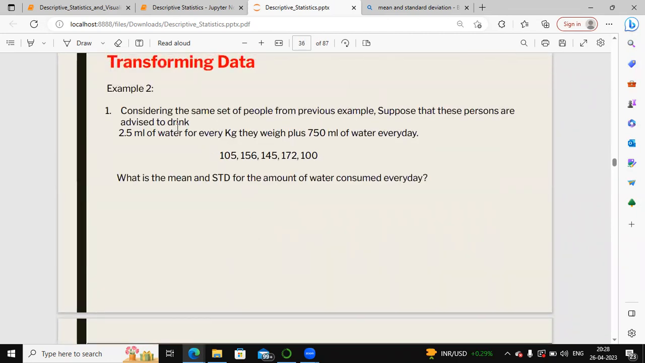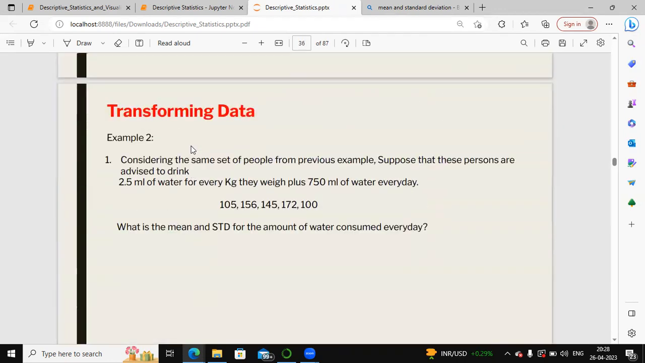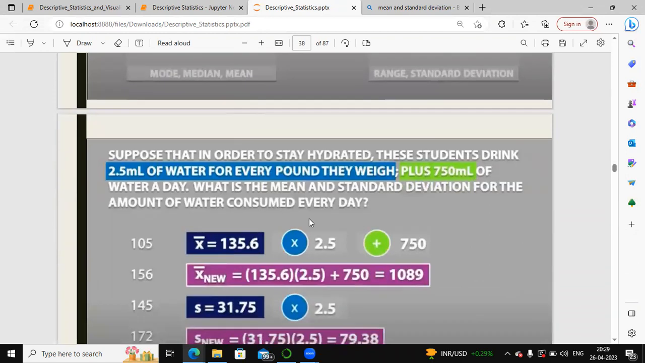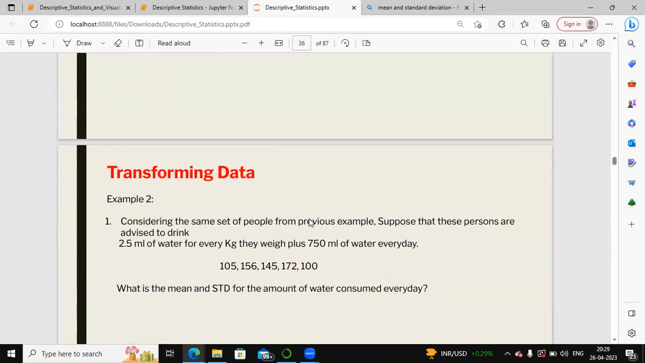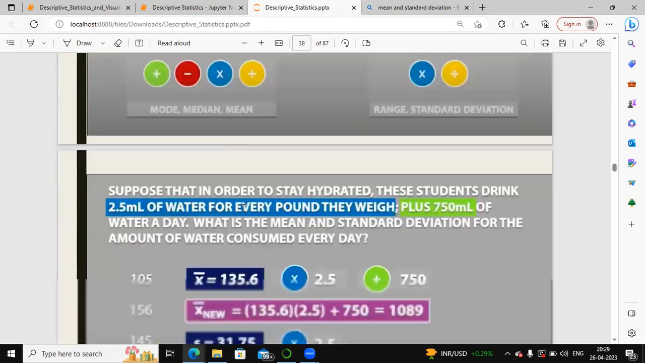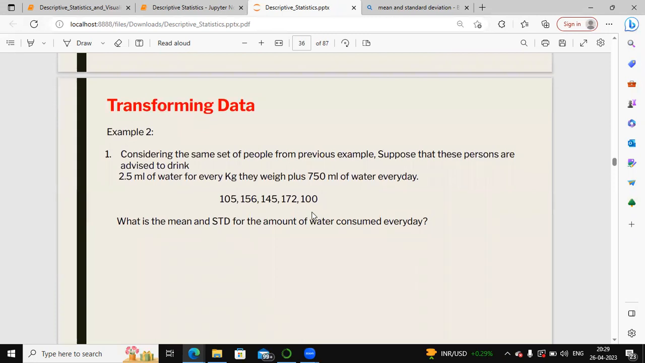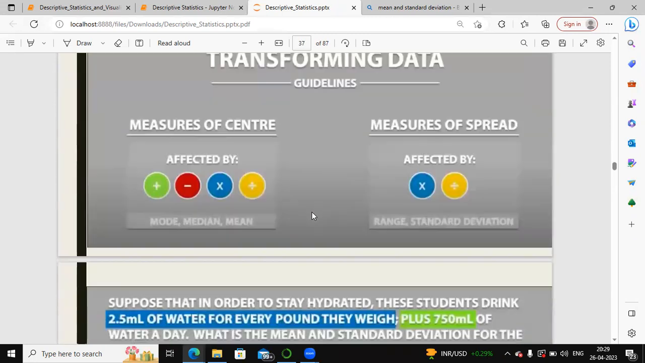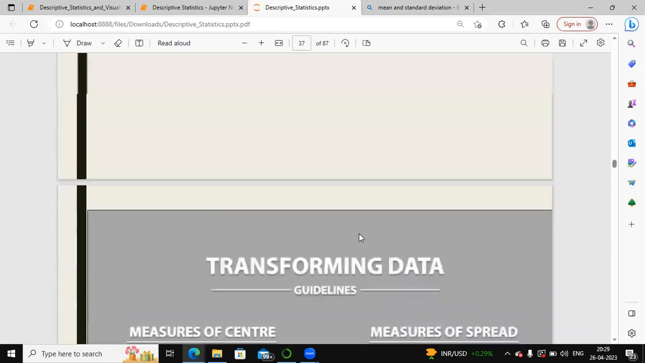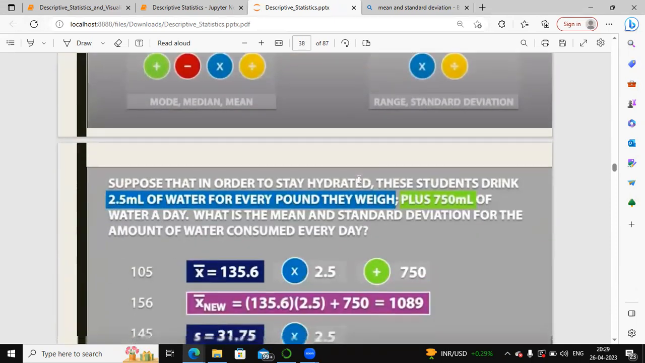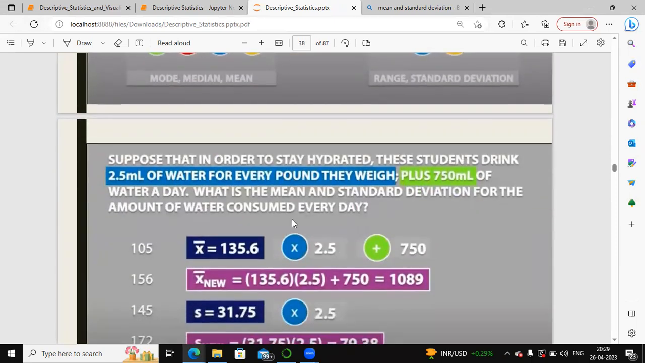So what they are saying, consider the same set of people from the previous example. Suppose these persons are advised to drink 2.5 ml for every kg they weigh. So you have to multiply by 2.5, since for 1 kg it's 2.5. Since there are this many kg, you have to multiply the mean by 2.5. Okay, since you have taken the mean value from the previous example, you multiply by 2.5, and then they are saying weigh plus 750 ml of water every day. So you have to add plus 750 over here.